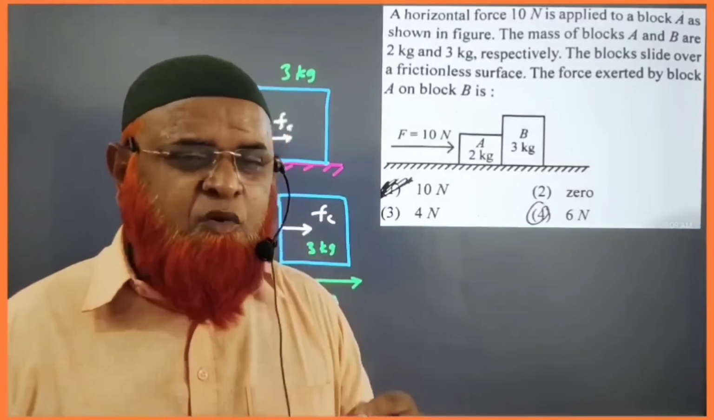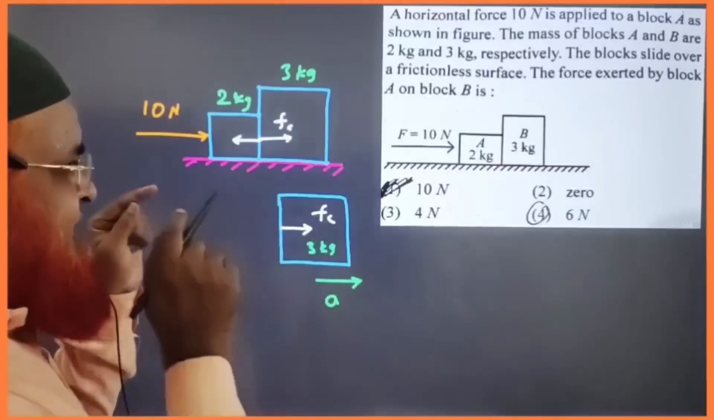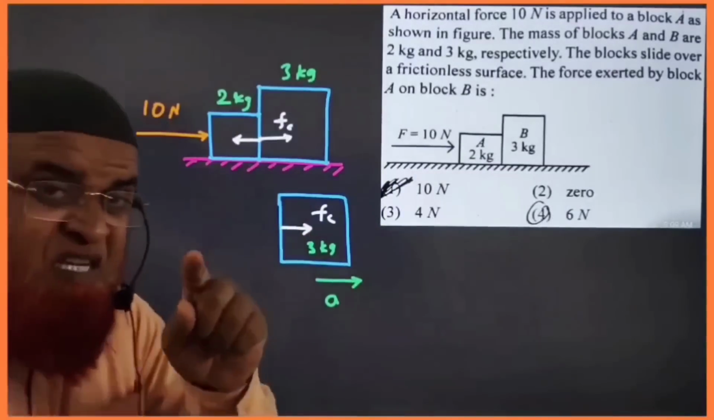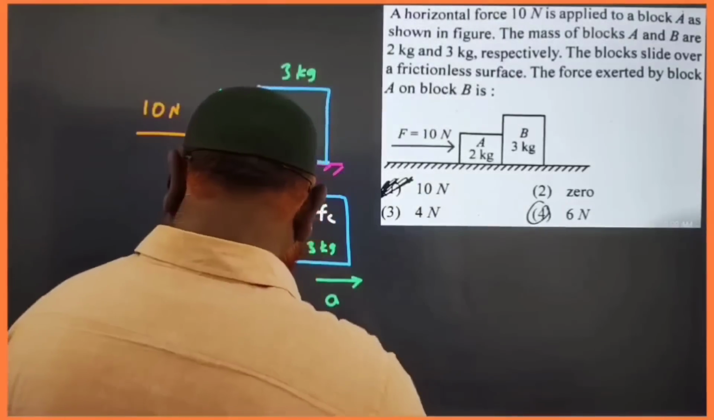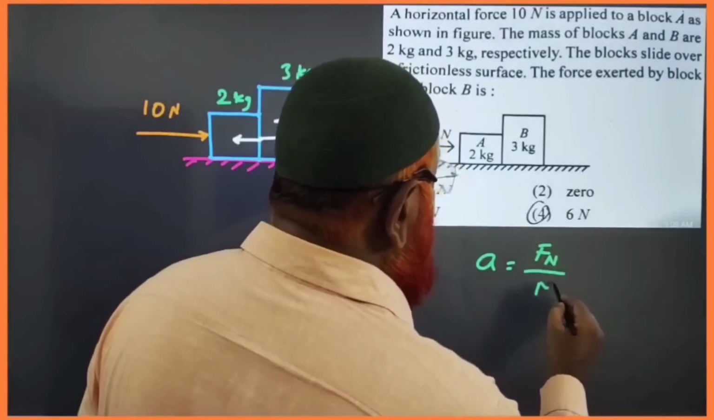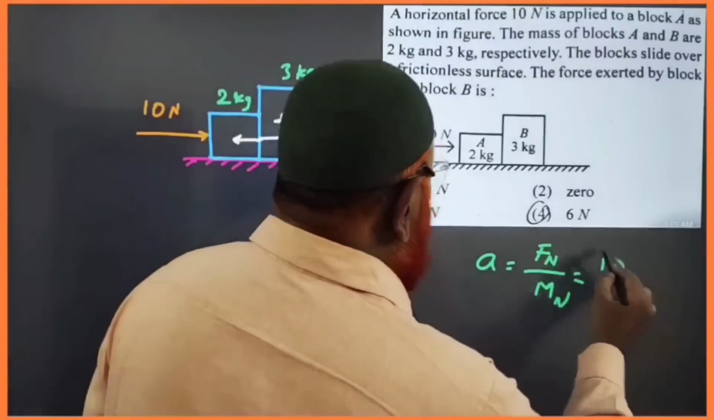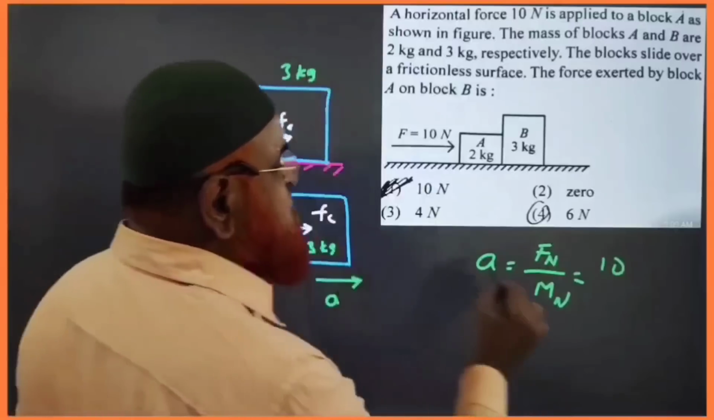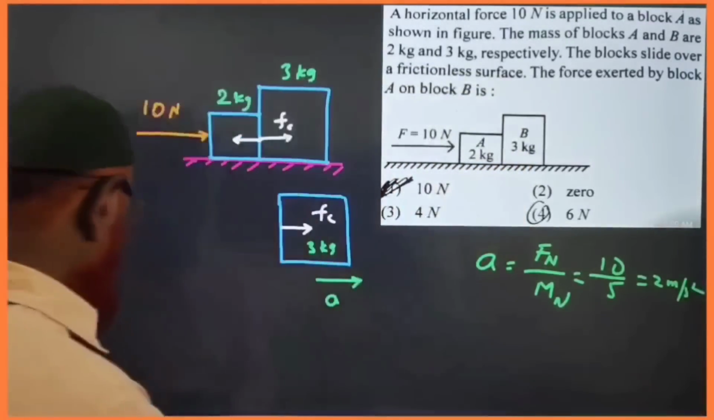My dear friends, this is a question of 2024 NEET. So in this question, let us see, the blocks are given here. First of all, find out the acceleration. You can find out the acceleration a. a is equal to net force by net mass. What is the net force? 10. What is the net mass? The combination of these two is 5. So you are getting 2 meter per second square as the acceleration.